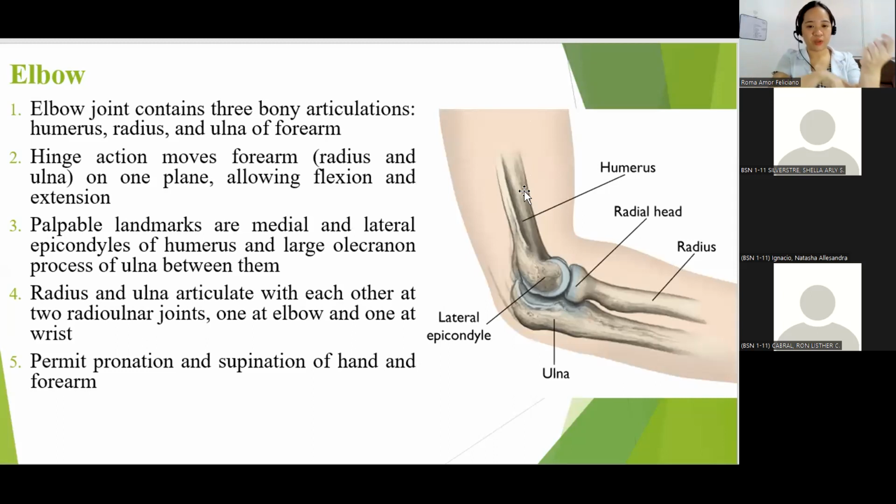The radius and then the ulna. The hinge action moves the forearm on one plane, allowing flexion and extension. The palpable landmarks are the medial and lateral epicondyles of the humerus and the large olecranon process of the ulna between them. The radius and ulna articulate with each other at two radio-ulnar joints, one at the elbow and one at the wrist. It permits pronation and supination of the hand and the forearm.